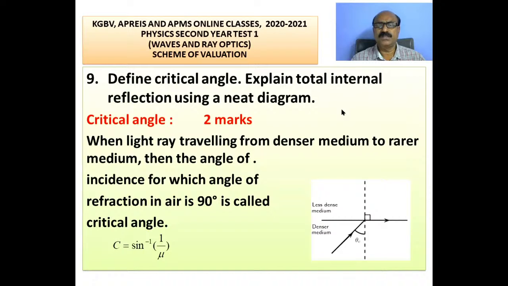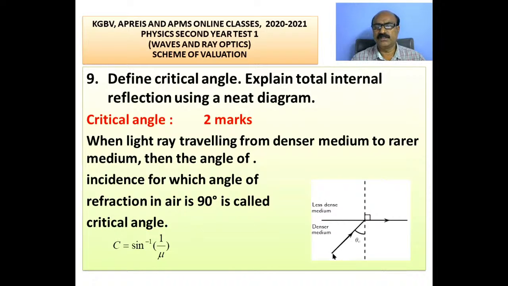So in each case you have to draw the figure. Figure carries 1 mark. The explanation carries 1 mark. So now critical angle. We have to observe the definition. When light ray traveling from denser medium to rarer medium, then an angle of incidence for which angle of refraction in air is 90 degrees is called critical angle.